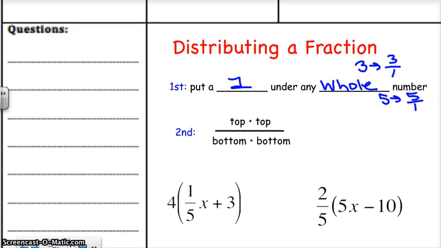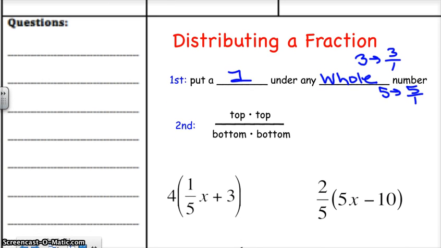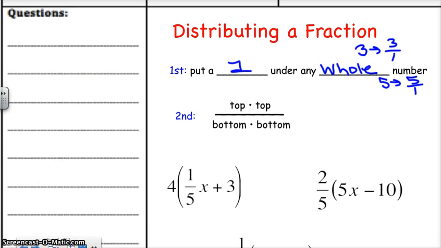Secondly, you're just going to go top times top over bottom times bottom. Simplify. Always simplify. It's not even a step. It's just expected, like a reflex.